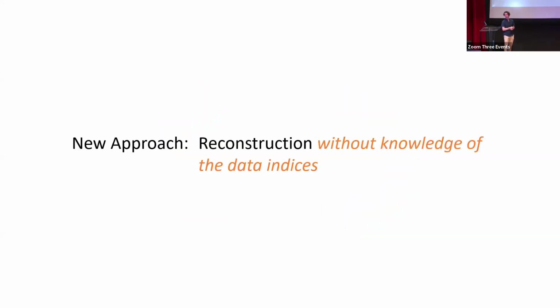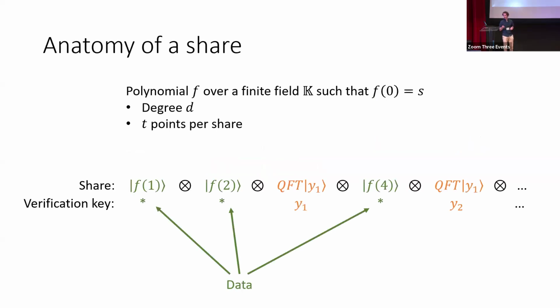Our key insight is to have an approach where we can reconstruct without knowledge of the data indices. To do this, we're going to use techniques from Shamir's polynomial secret sharing, which turns out to have good error correction properties. So to start off with, we have some polynomial f, where f of 0 is our secret. Then each share will consist of some number of evaluations of f. And these are mixed randomly with some number of check positions, which are just random Fourier basis elements.